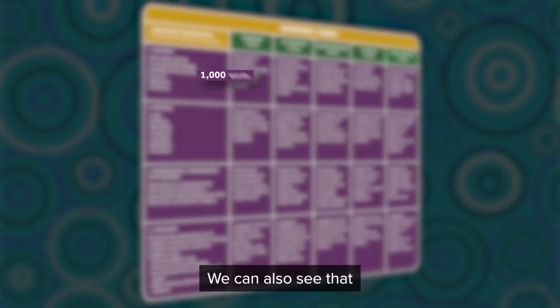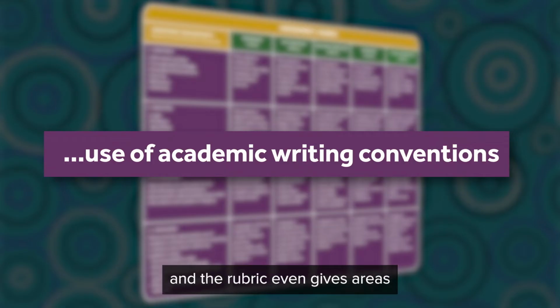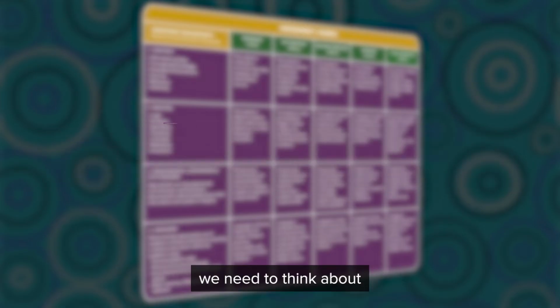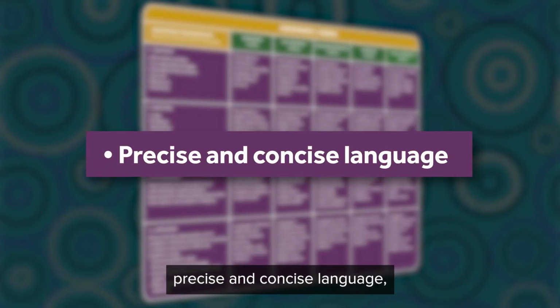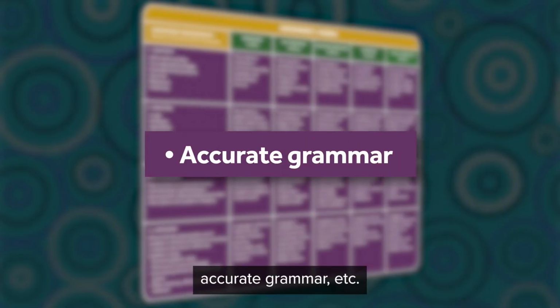We can also see that academic writing is assessed, and the rubric even gives areas we need to think about, like formal academic style, precise and concise language, accurate grammar, etc.